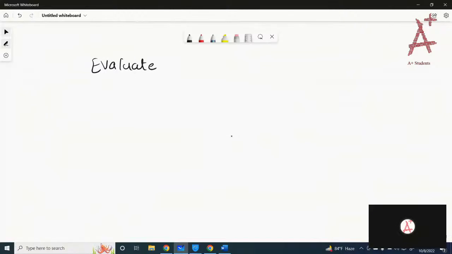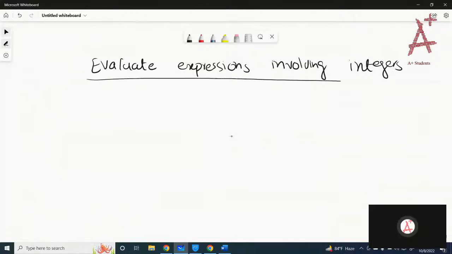Evaluate expressions involving integers. Okay, let's start with an example.